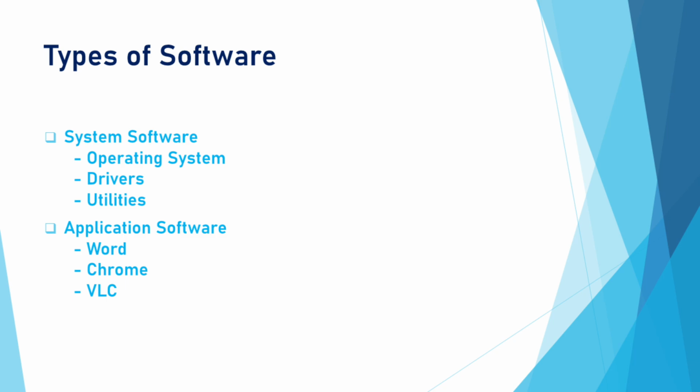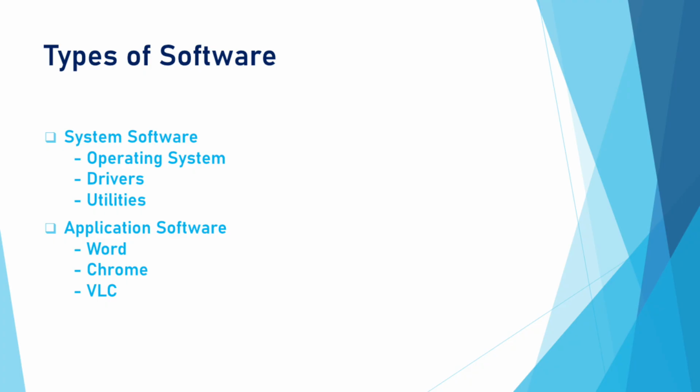Understand? Now let us see what application software is. Application software helps users perform specific tasks. Examples include Microsoft Word for creating documents, Google Chrome for browsing the internet, VLC Media Player for playing videos, and Adobe Photoshop for editing images. Games and educational apps are also application software. Without system software, application software cannot run properly.